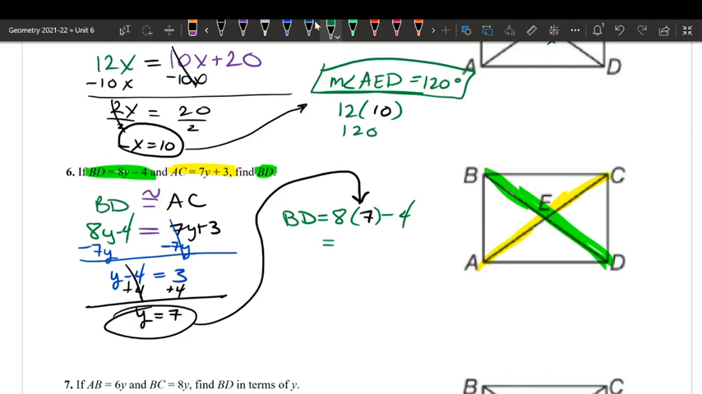8 times 7 is 56. 56 minus 4 gives me 52. So BD is 52 units. We don't know what this is measured in, but it's a length.